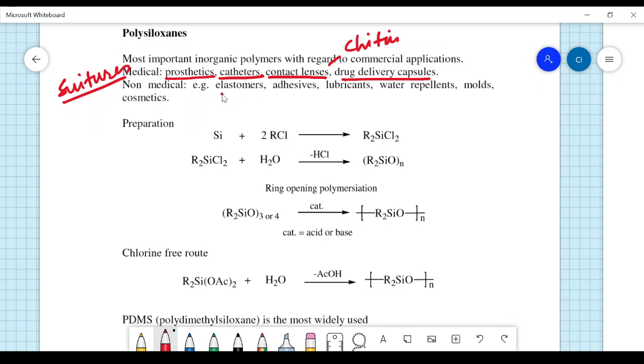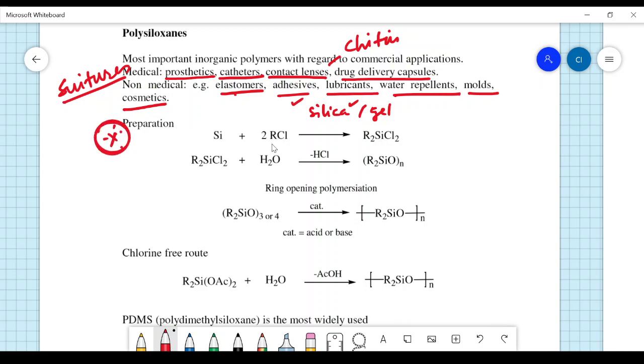They are used for non-medical applications also, such as elastomers, adhesives, lubricants, water repellents, molds, and cosmetics. I think you know all the terms, but the very important ones are adhesives and lubricants. Most times, silica gel is very widely applied. Nowadays you have some water stopping tapes, so that is also a kind of elastomer. So look at this preparation. This method is important for you.